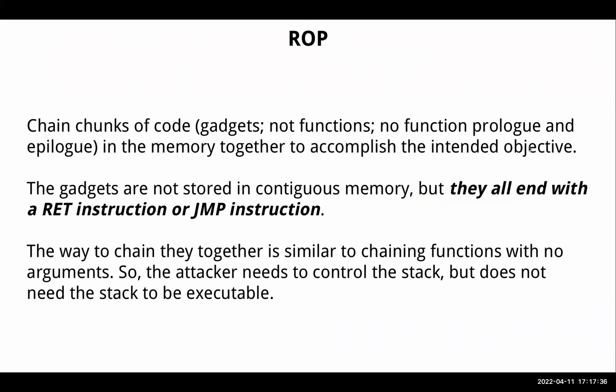So in ROP, we just chain chunks of code. We call those chunks of code gadgets together. Those gadgets are not full functions. They do not really have a function prologue or epilogue. They are just some bytes that can be interpreted as code in the executable memory. And we chain them together, we weave them together to accomplish our intended objective.